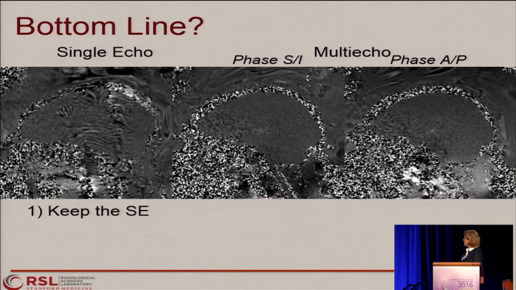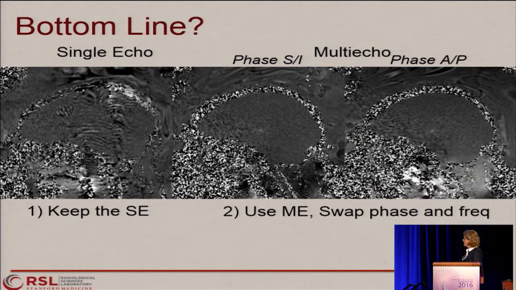So the bottom line is this: there are 3 different options. We can keep the single echo and have artifacts that look like this, and I'm hard-pressed to think why we would want to do that. The second option is to use the multi-echo and continue to swap phase and frequency. So it uses about the same time as we have now, but we have better quality images, especially in the image where the phase is SI.